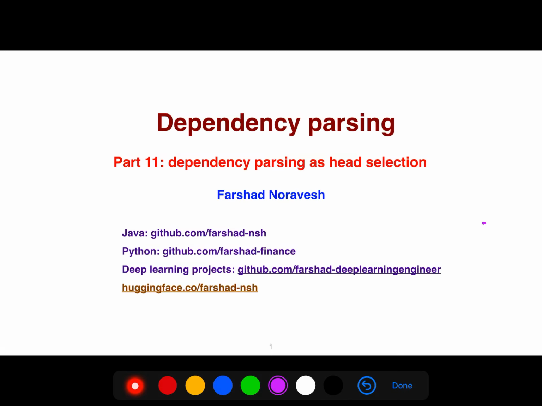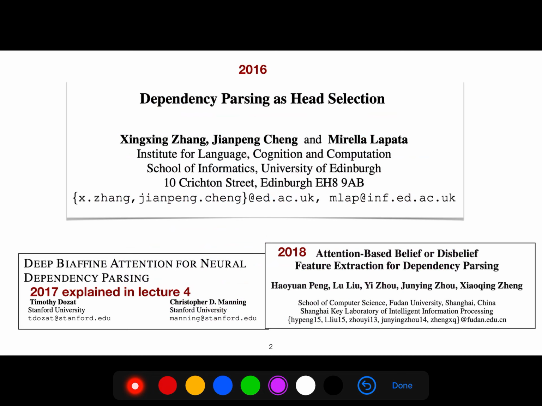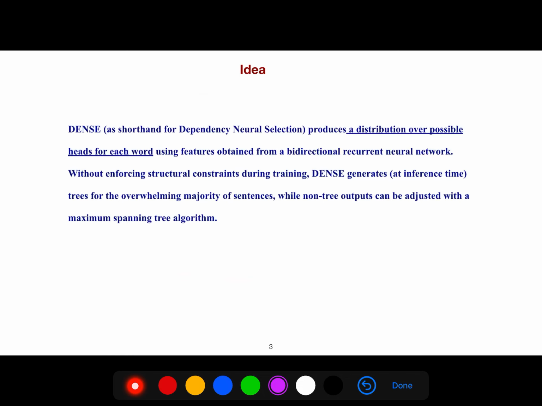Now I'm going to talk about dependency parsing as head selection. This article in 2016 by, again, Mirella Lapata, is very similar to the article of Christopher Manning in 2017. They are very similar. I explained this in lecture 4, in video 4, so let's talk about this idea. They created a dense model, which they call Dense. It produces a distribution over possible heads for each word, just like the idea of Christopher Manning.